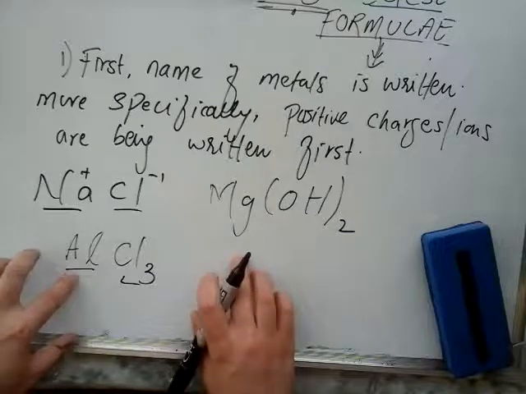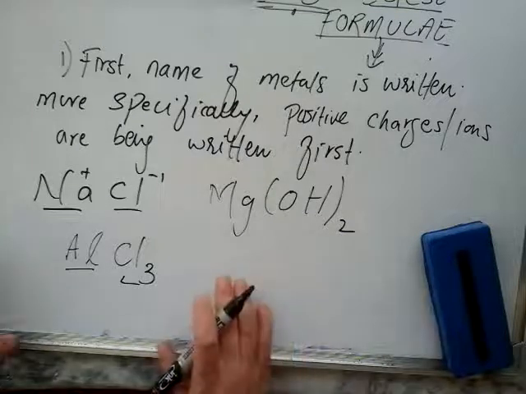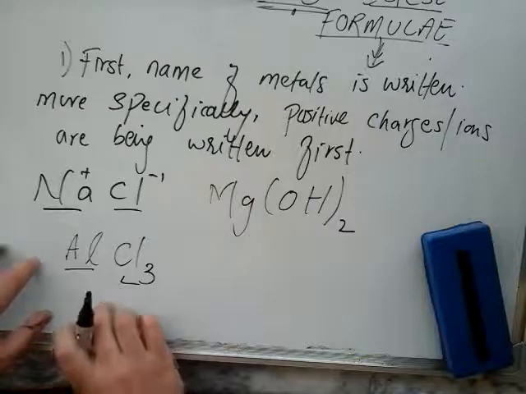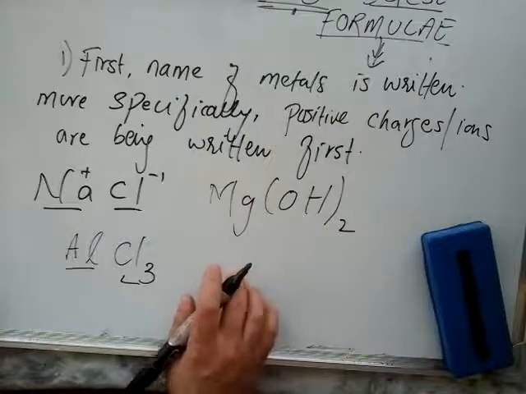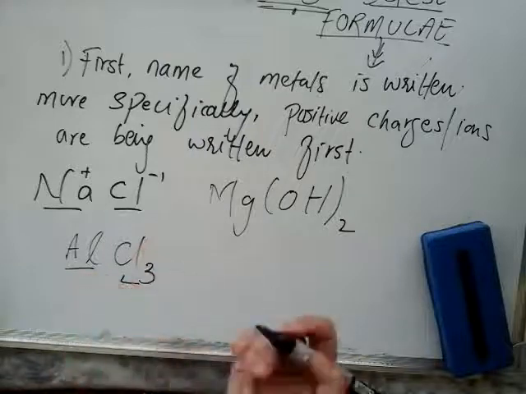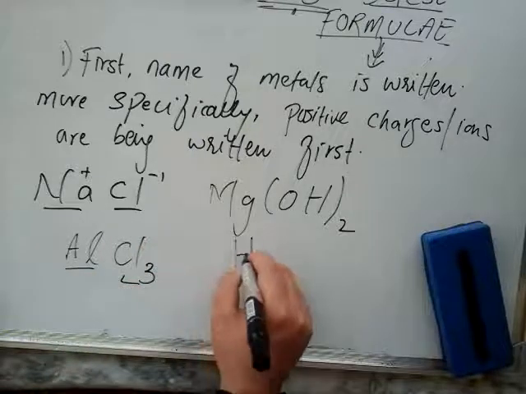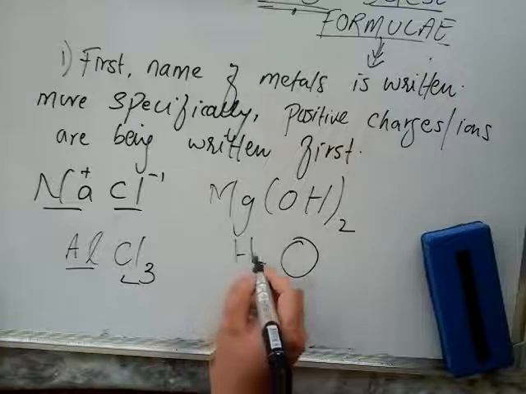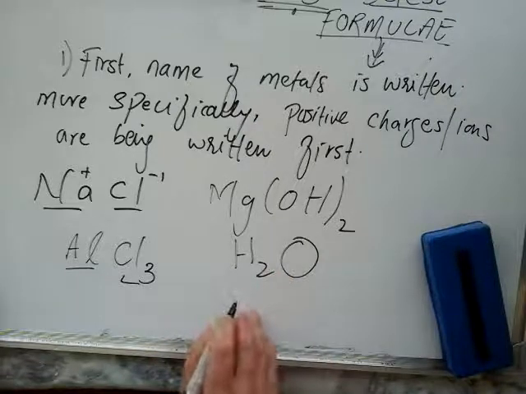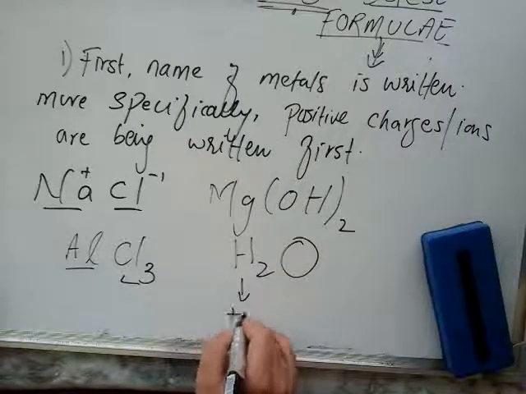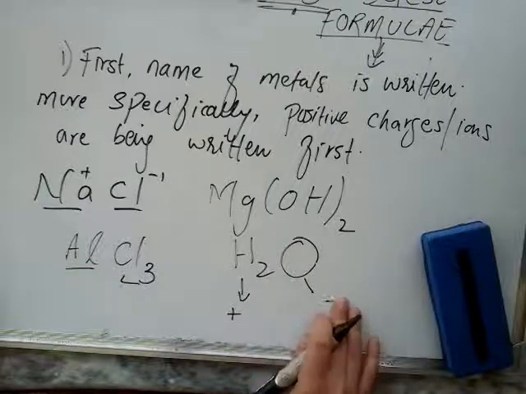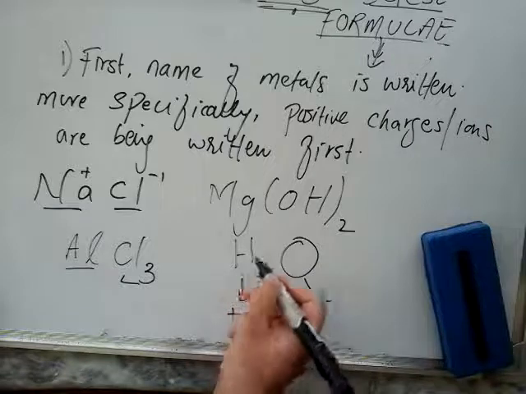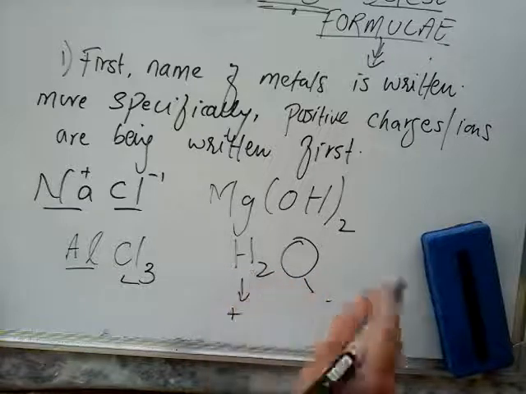If there is no metal present inside the compound, what will we use? We will write the positive charge, then the negative charge. For example, water. Okay, both hydrogen and oxygen, they are non-metals, but hydrogen, most of the time its charge is positive and oxygen is negative. Okay, minus charge. So that's why water is H, hydrogen, first, and then oxygen.